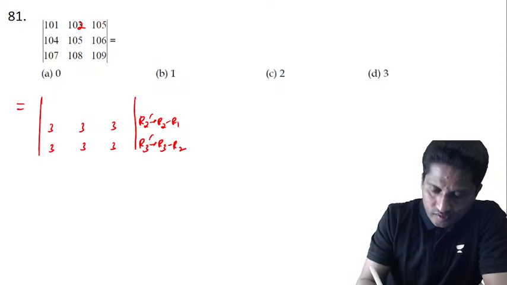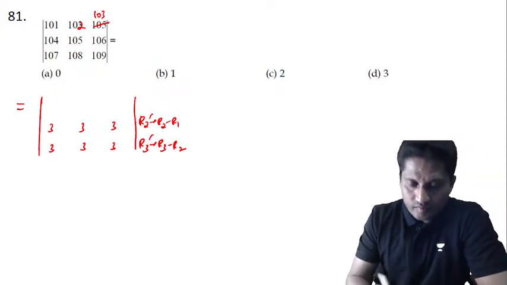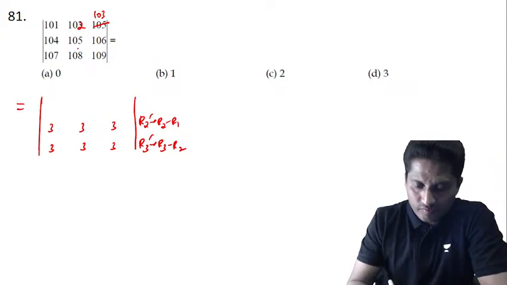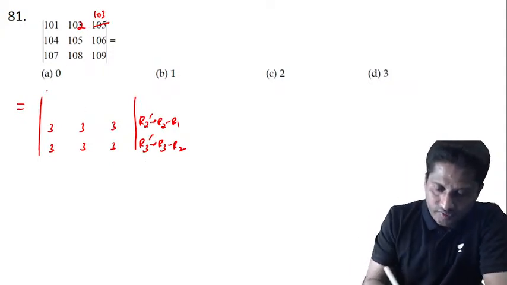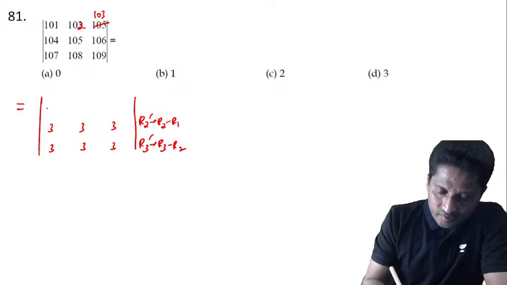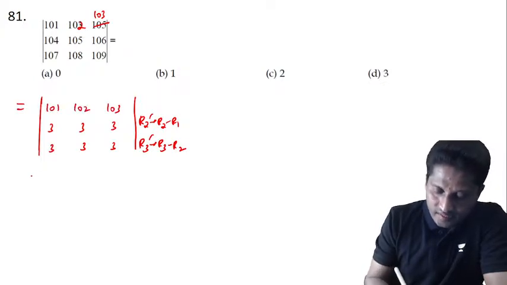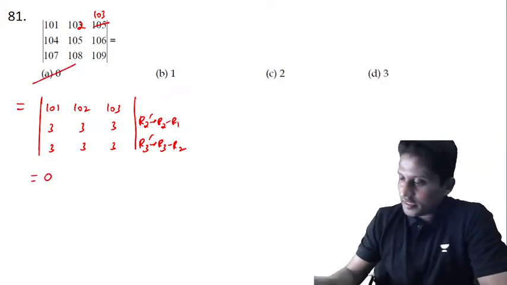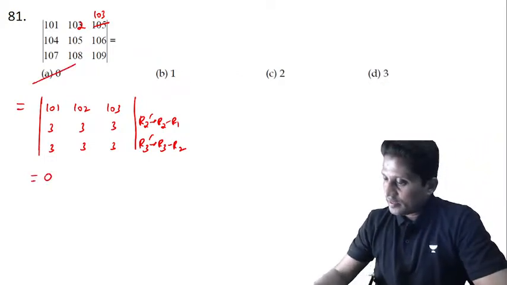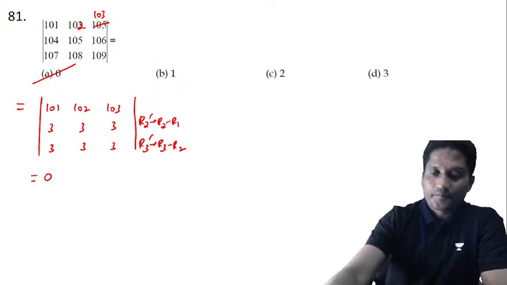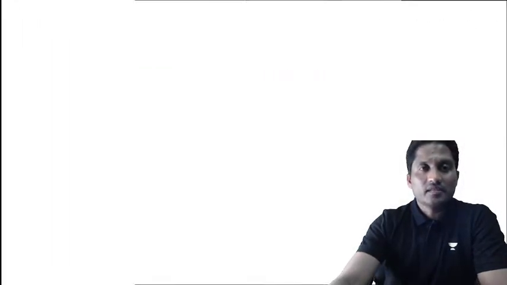Okay, so this is 102, 103, 101, 102, 103, 4, 5, 6, 7, 8, 9. It should be 103. And then you get 101, 102, 103. Two rows are identical. Answer will be 0. Answer is option A. Answer is option A only. Yes. Let's move to the next question.